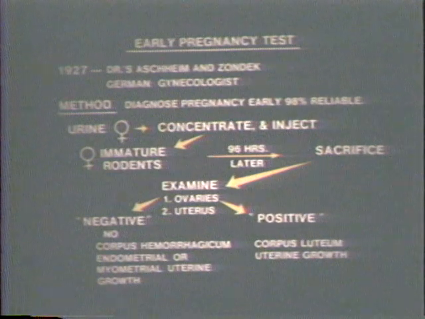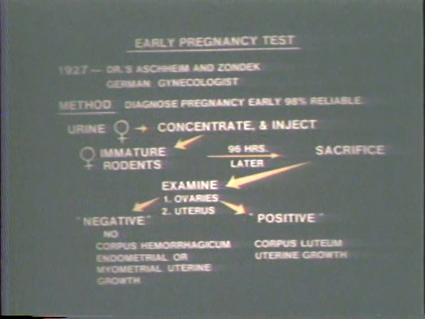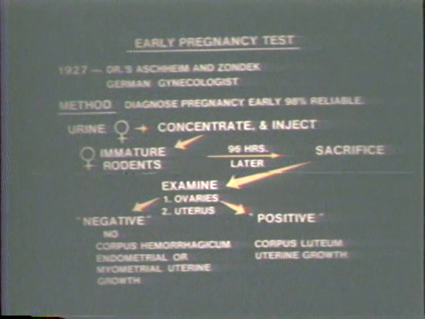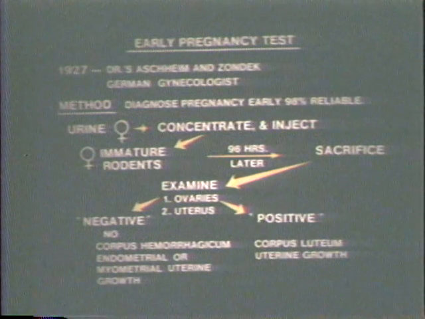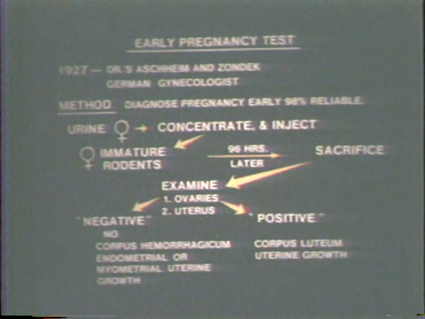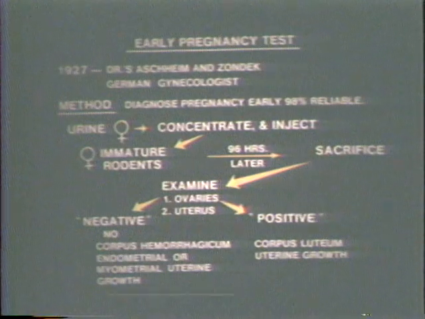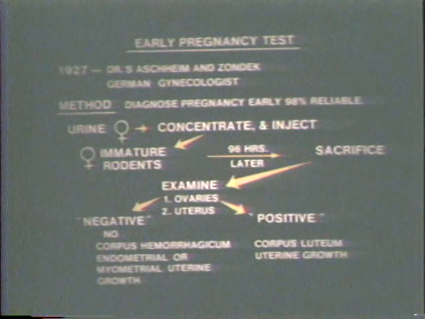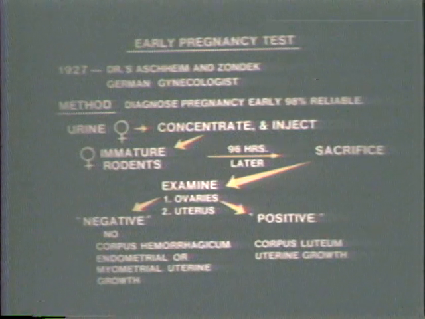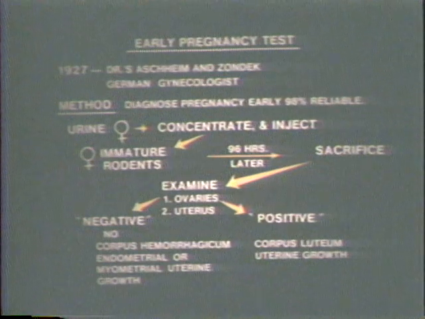If human urine contains no HCG, the test is negative. In other words, there is no corpus luteum, no endometrial or myometrial uterine growth. If HCG is present in human urine, there will be a corpus luteum in the rodent's ovaries, and there will be uterine growth of the rat's uterus. Therefore, the test is positive, and the human female is pregnant.